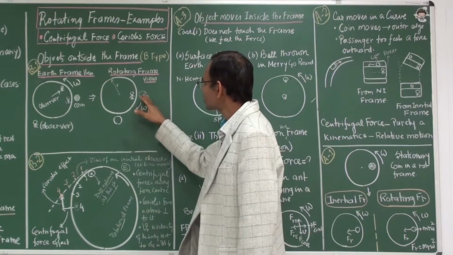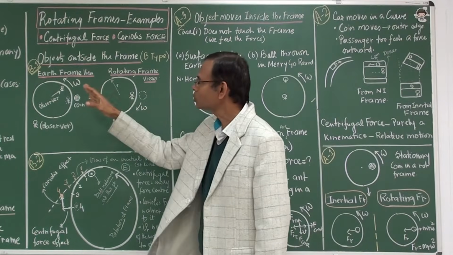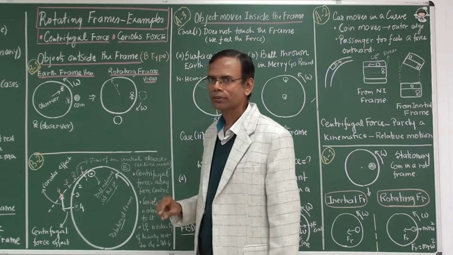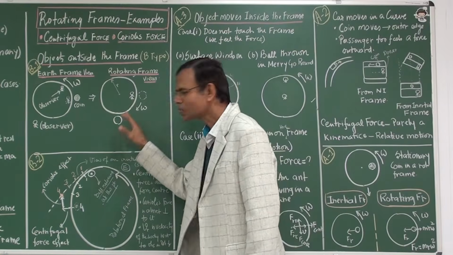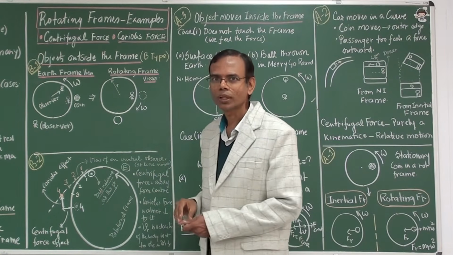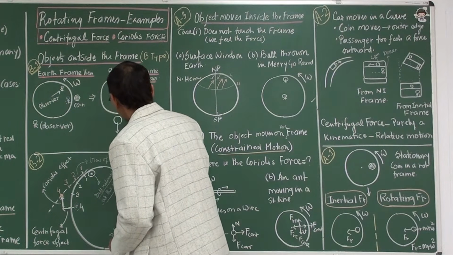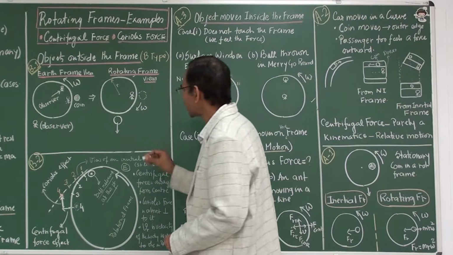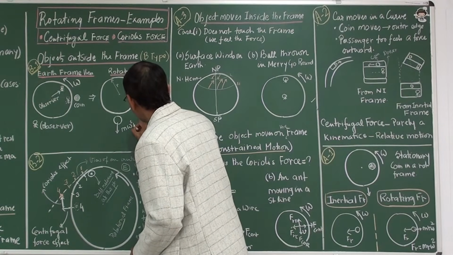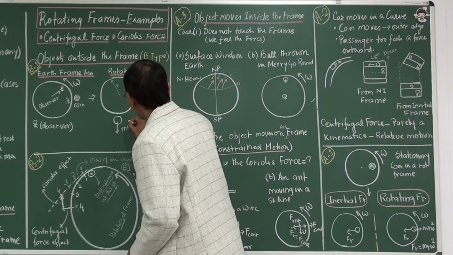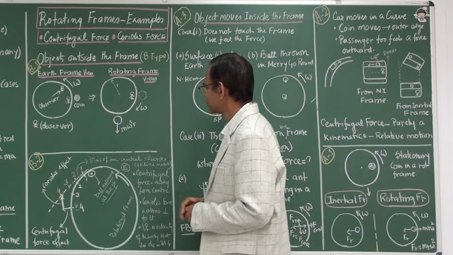Now, this coin is totally outside the frame, but so what? According to our laws, what are the forces that this observer will apply? The first force is the centrifugal force. So let us draw the centrifugal force over here. The centrifugal force is outside, and what will be the magnitude? The magnitude will be m omega square r. Actually m v square by r, or m omega square r.